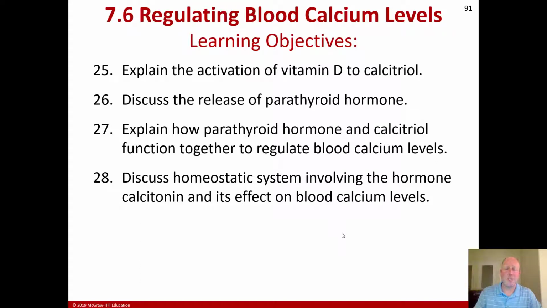We're now in section 6 of chapter 7 on the skeletal system. We're going to talk about regulating blood calcium levels.